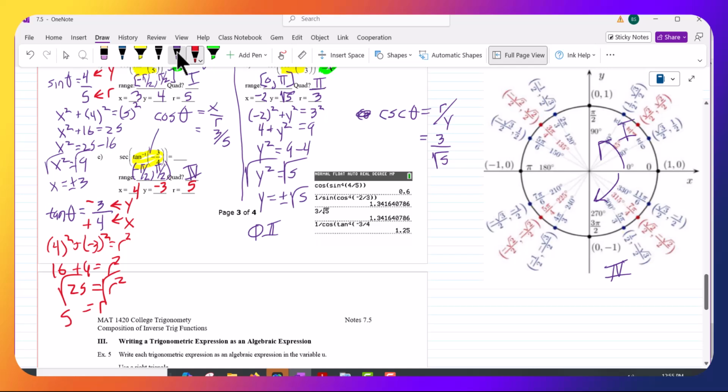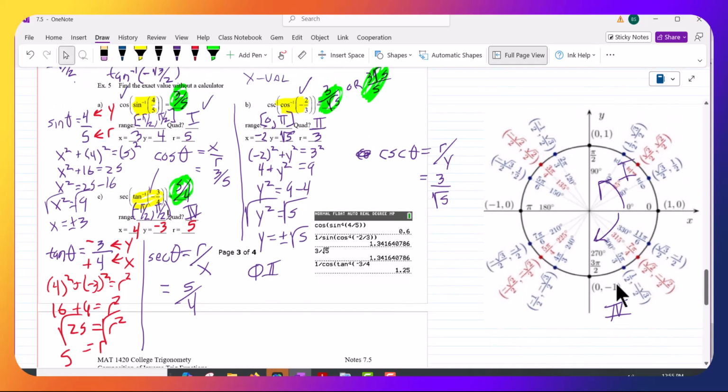Then the way you finish up the problem is you're ultimately doing a secant. Secant of theta, by definition, is r over x. So r is 5, x is 4, and the answer to this problem is going to be 5 over 4. That's how you analytically figure out a composition of functions.